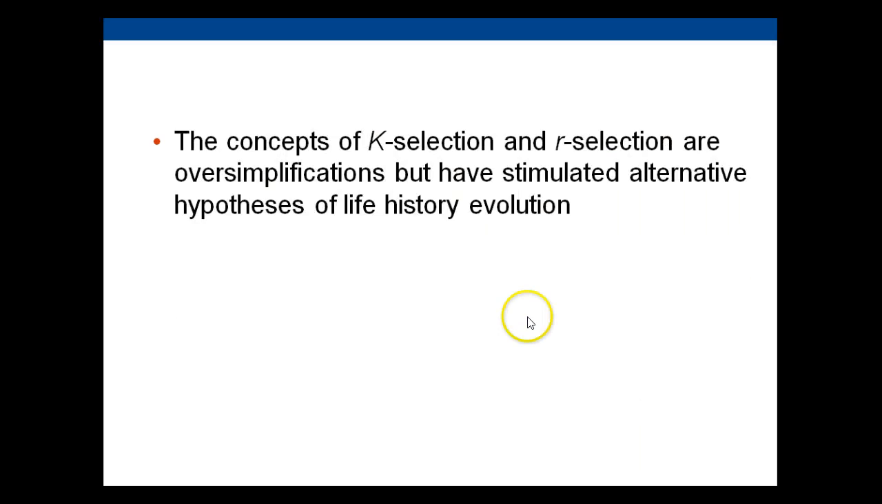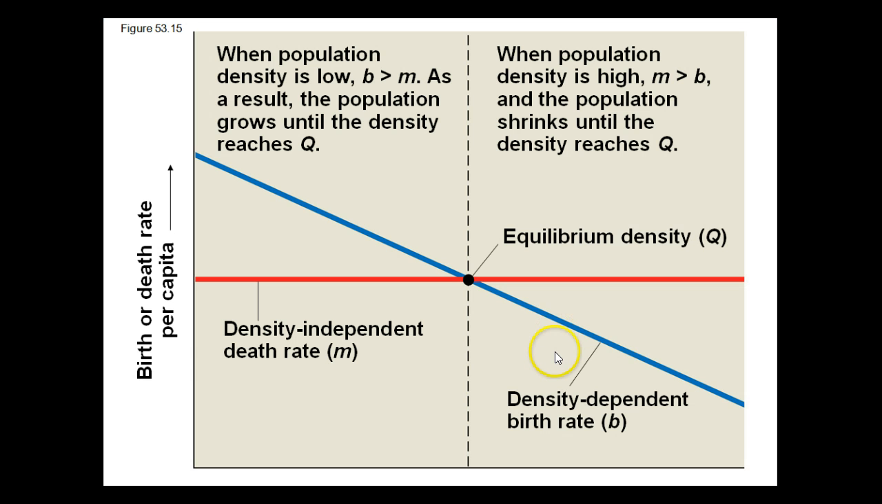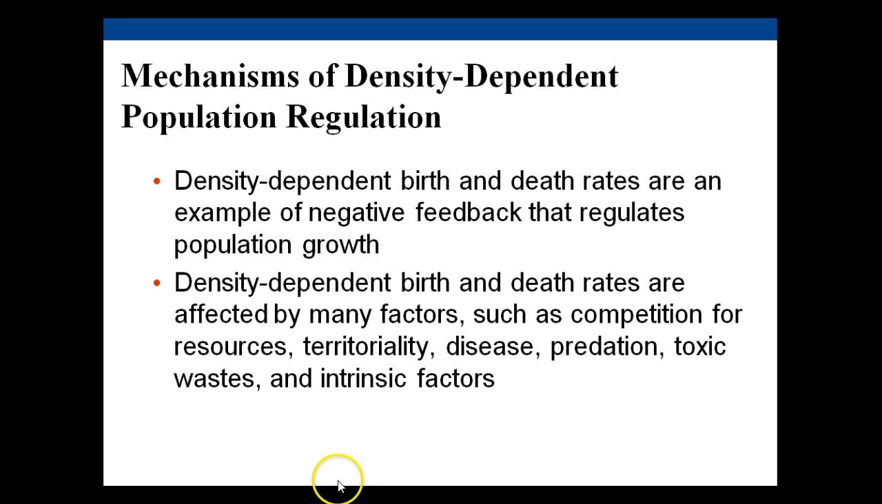And that can give rise to what's going on, what's making these things. So this is density independent death rate here, and this is density dependent as it goes down. So this is regardless, it just stays the same with your birth rate and death rate. And a part of it is negative feedback. So density dependent birth rates and death rates are affected by competition, territory, disease, people preying on them. It could be environmental toxic waste, could be a number of things. It's a negative feedback that regulates the population growth.